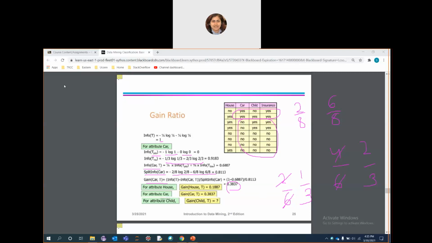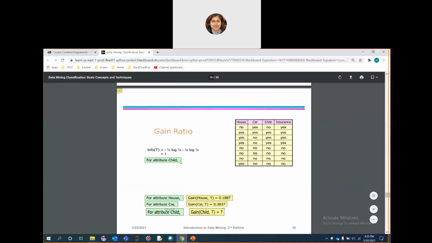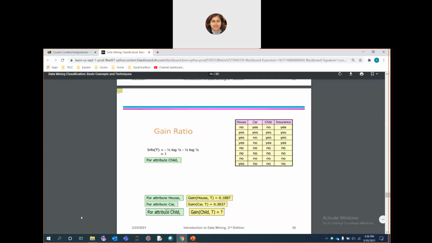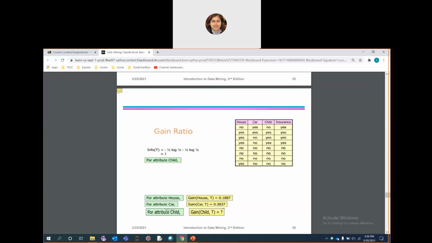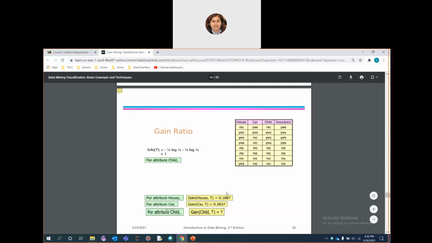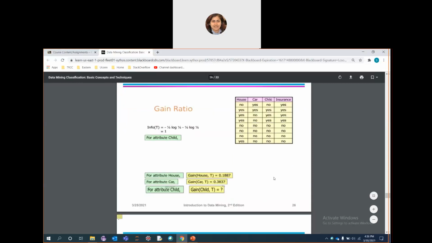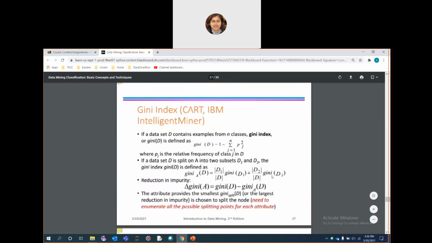In the same way, you should be able to calculate for the attribute child. Try to practice this yourself. Try to find out the gain of the child. And after you find out, then you see how you proceed with the splitting of the tree based on which attribute's gain value, whether it is house, whether it is car, or whether it is child. So this was your C4.5.